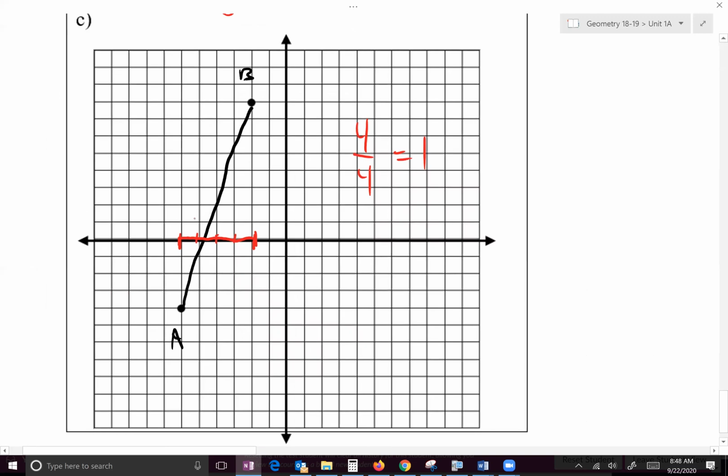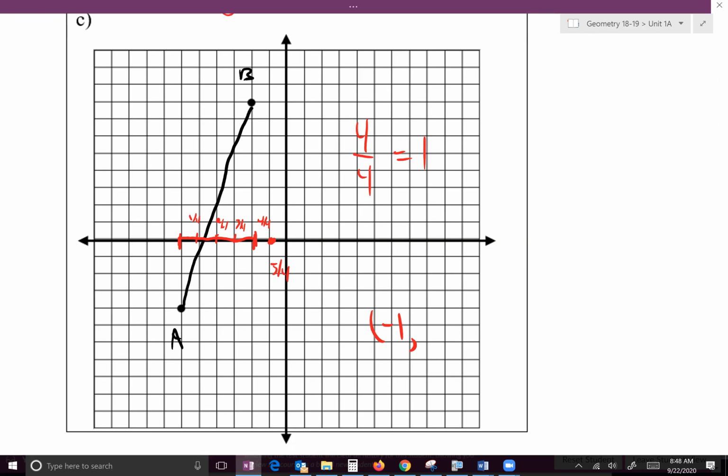So that's 1/4. Actually, let me zoom in a little further. That's 2/4, 3/4, 4/4 would get me all the way there, but then we need to keep on going outside of our line. That would be 5/4, which is -1 for our x coordinate.